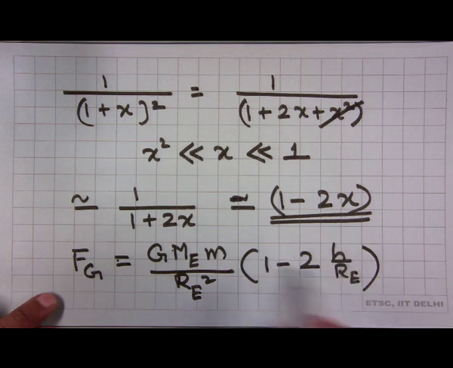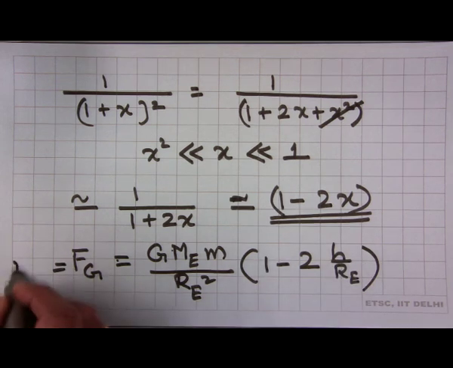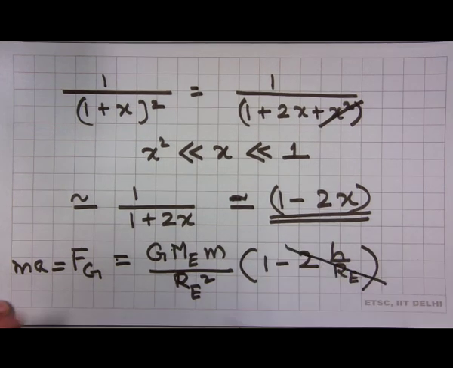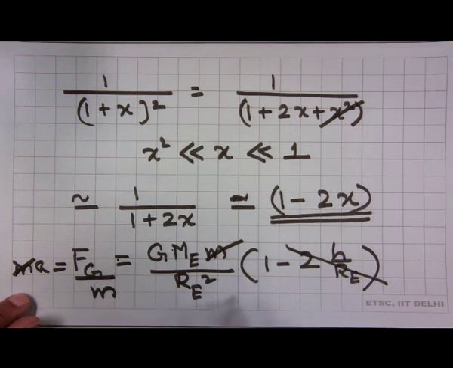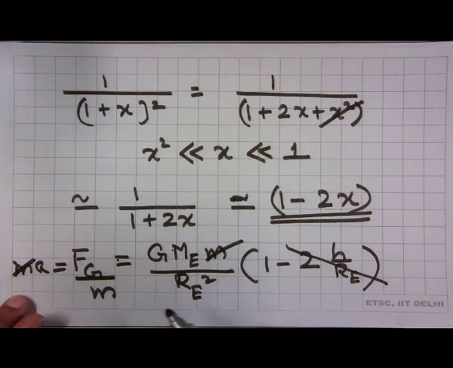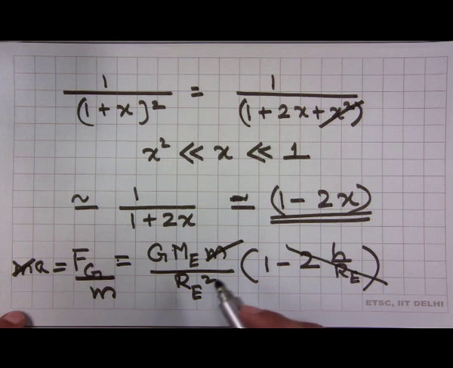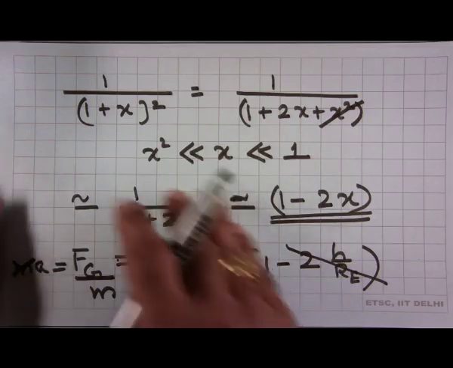Now if I ignore this particular term, this is nothing but ma. So ignore this particular term, this m cancels, and you see that my acceleration is nothing but fg by m, which is G Me by Re squared, which is your acceleration due to gravity. That is what we have. So essentially what we are saying is that for all practical purposes, the acceleration because of the earth is constant because the height at which the body is falling from is a very, very small correction or a perturbation to the radius of the earth.